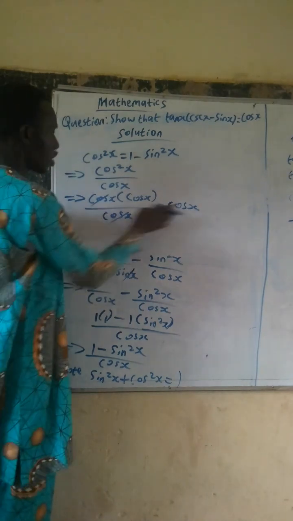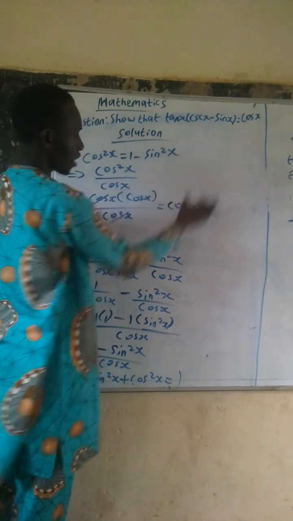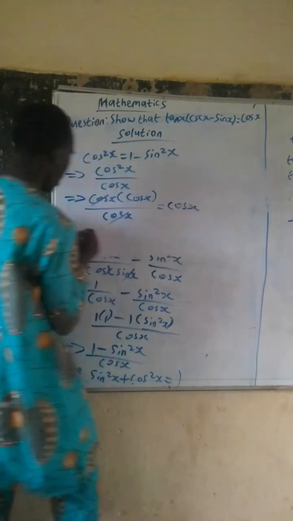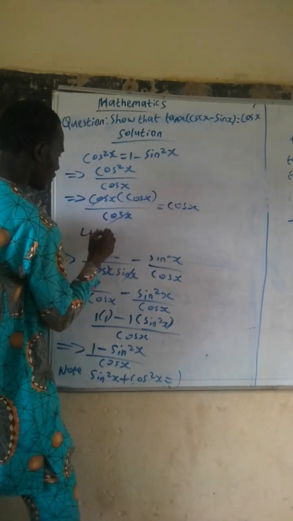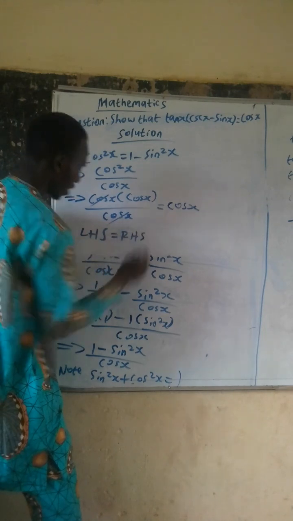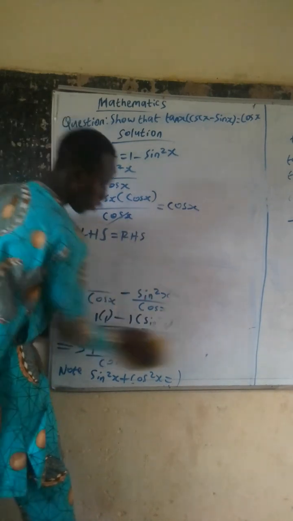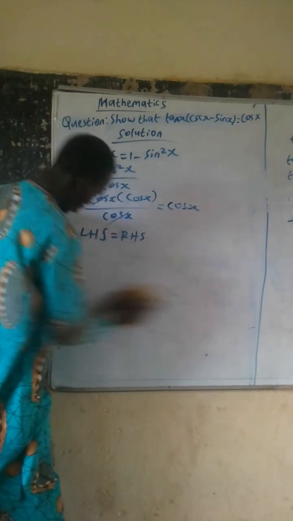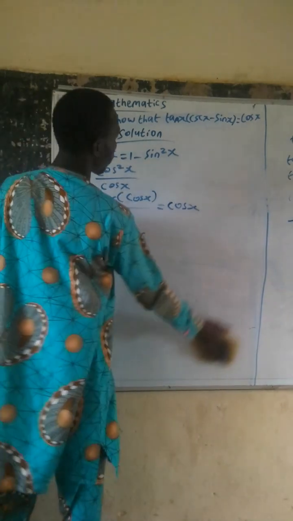And this is the left hand side. The left hand side, we got the answer as cos x. So you can see the left hand side is now equal to the right hand side. Hence, we have proved it. So this is the solution to this given problem.